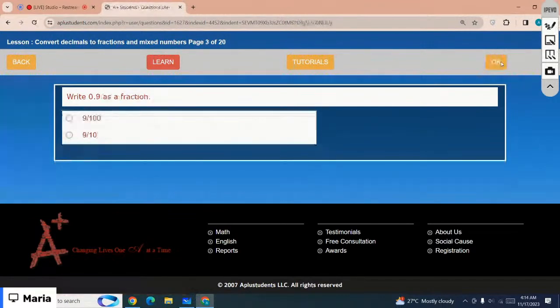Okay, the next one is write 0.9 as a fraction. So which is the correct option? Option 1 or option 2? Which option is the correct one? You have only one decimal place right after the decimal point, right? So that would be 9 over 10. You just have to add 1 0 in the denominator. So that would be 9 over 10.